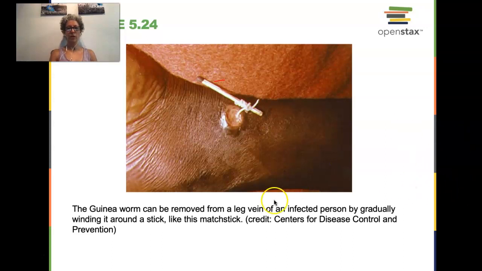The guinea worm, I believe we saw this in a previous slide. It is a worm. The person who is afflicted by this has this sore, and the worm can be attached to a small stick, in this case a matchstick, and coiled onto it to pull it out.